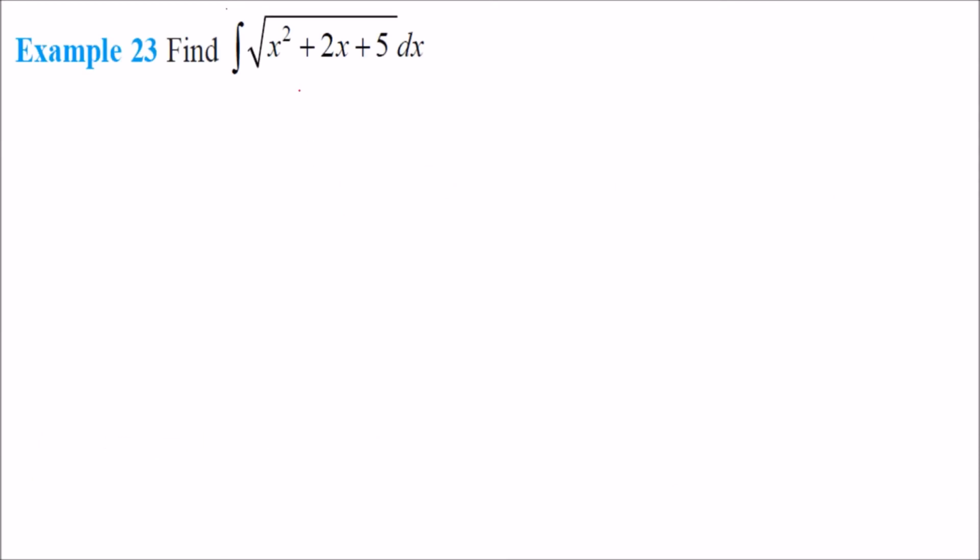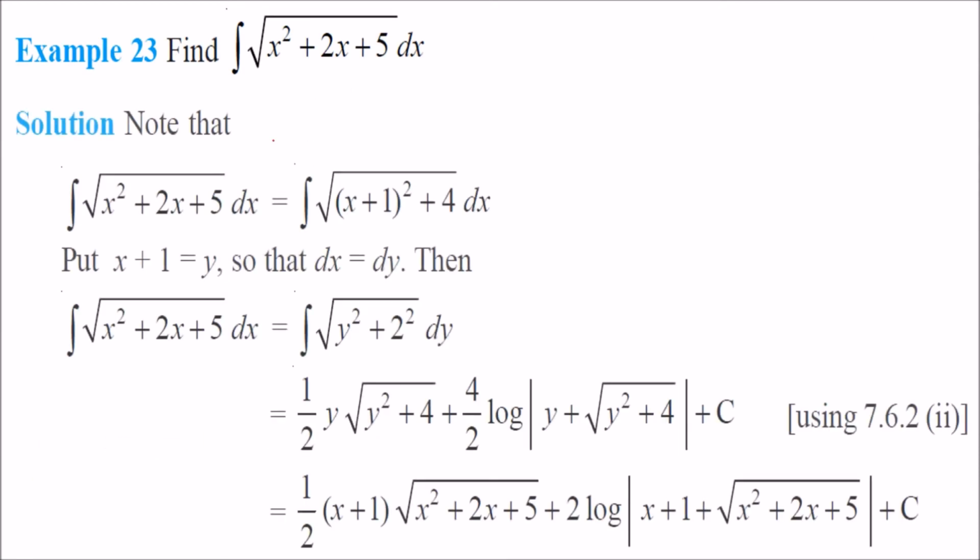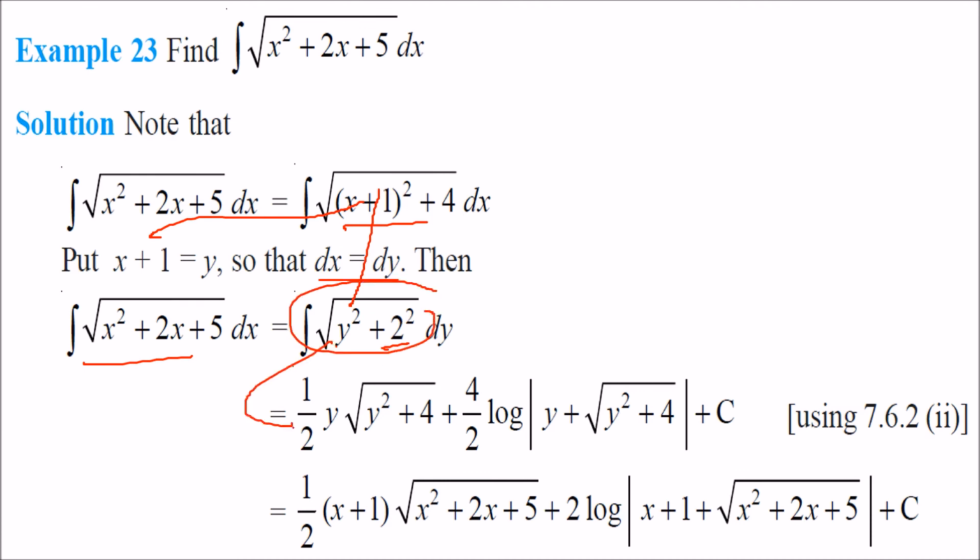So let us apply what we have just seen in the problems. This x square plus 2x plus 5 can be written as x plus 1 whole square plus 4. We want a single variable here. So put x plus 1 equal to y, dx equal to dy. This will become under root y square plus 2 square dy. Now, we have a standard solution for this one. Just place y equal to x plus 1, and you will get the solution.